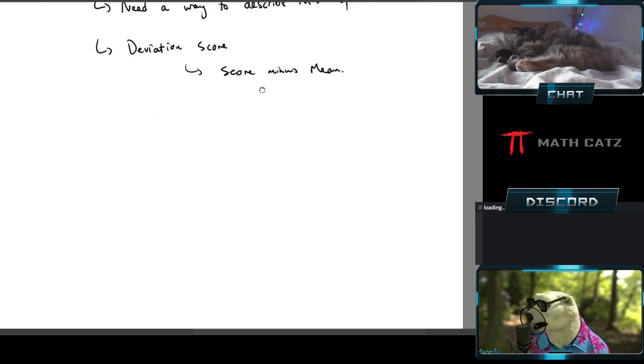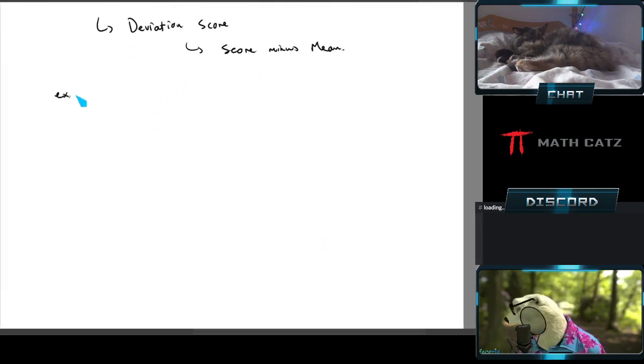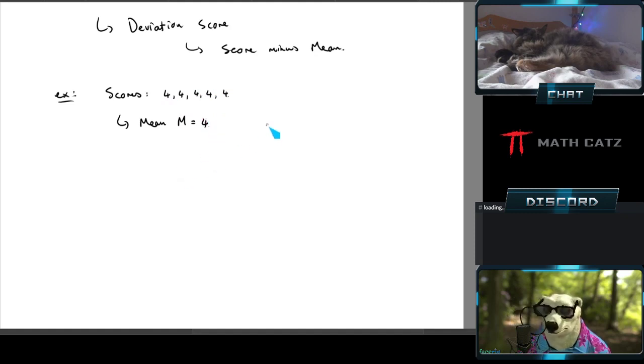Let's have an example. I don't have a slide for this one, I'm just making it up. Let's say we have the scores 4, 4, 4, 4, and 4. All scores are the same. Then the mean, M, is going to be the average of all of these. I get 1, 2, 3, 4, 5 4s that I add together is 20, divided by 5. It's going to be 4. Okay, obviously. So that's going to be my first example.